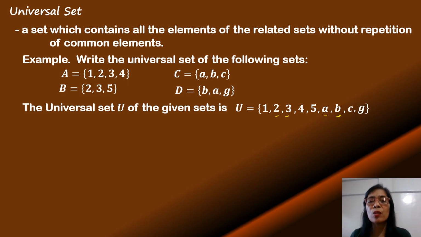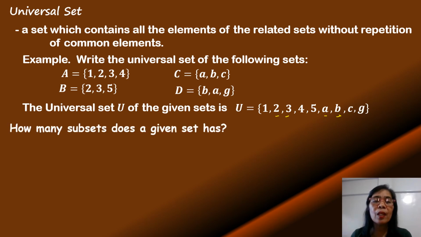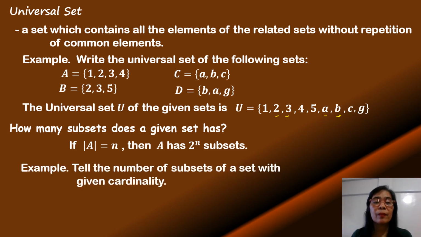So maybe the question this time is, how many subsets will there be for a given particular set? Or if we have in here our U representing all these elements, how many subsets do we have in this set? Okay, so to determine the number of subsets in the given set, we use the formula. If the cardinality of a set A is equal to n, then there will be 2 raised to n subsets for set A.